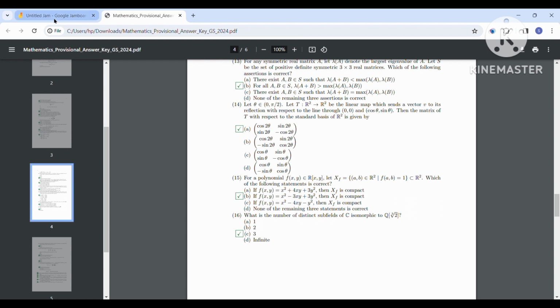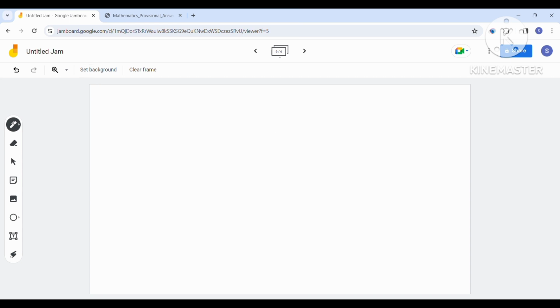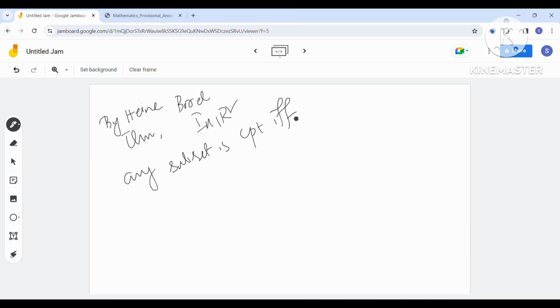Okay. So by the Heine-Borel theorem, in R2, any subset is compact if and only if it is closed and bounded. Now you can easily see that the given set, for any polynomial, is basically closed because the given condition is a closed condition.